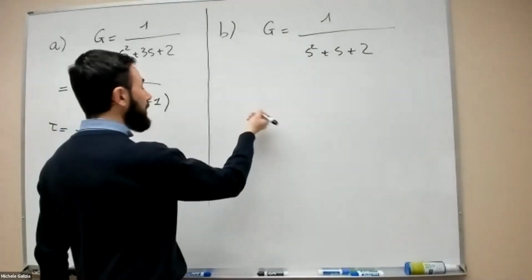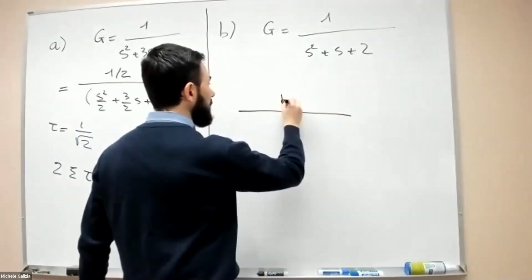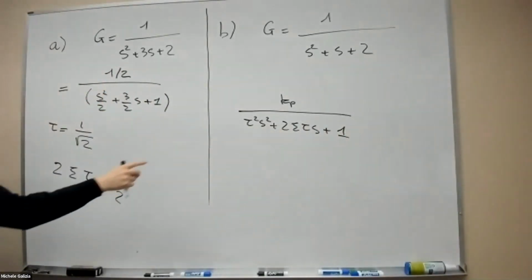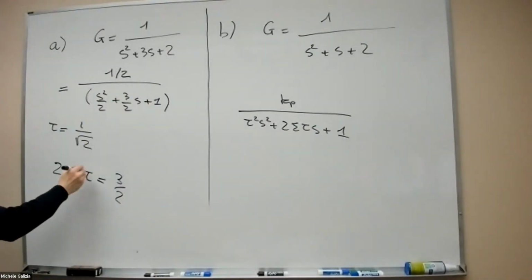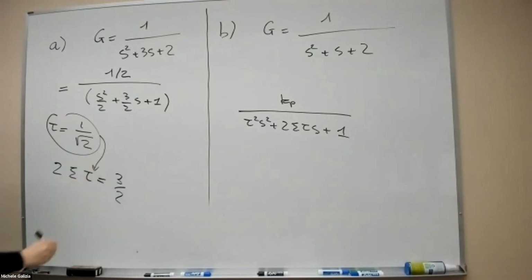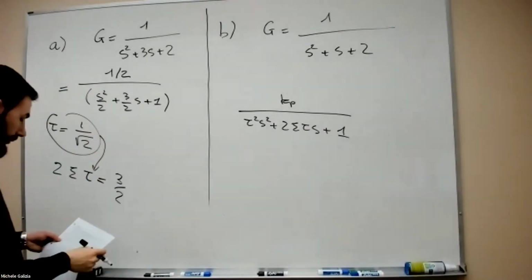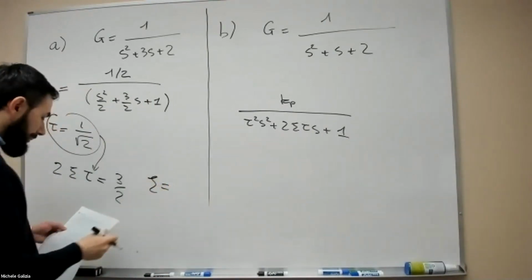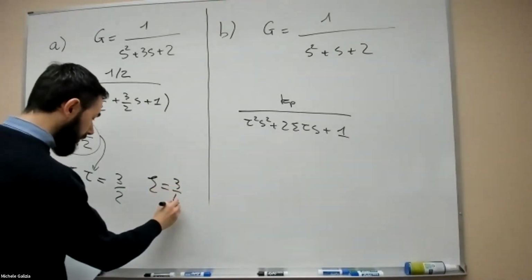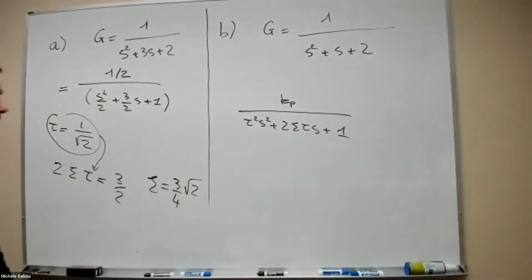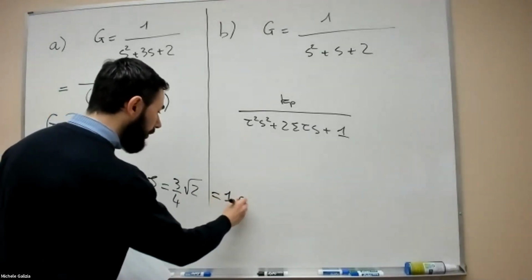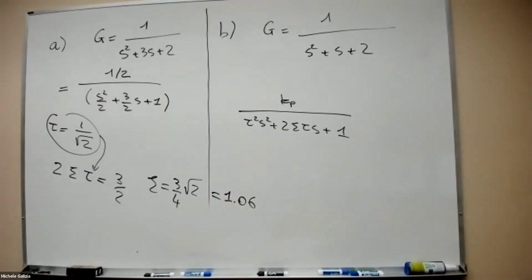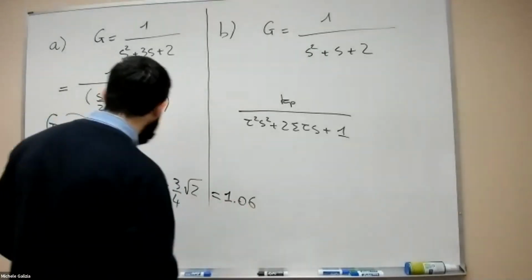Just remember that for a second order transfer function, the general formula is this. So 2 gamma tau is 3/2. Tau is known, it is 1 over the square root of 2. And so basically psi, the damping factor, is 3/4 times the square root of 2. This number is approximately 1.06. So is this system overdamped? Yes, because psi is larger than 1.